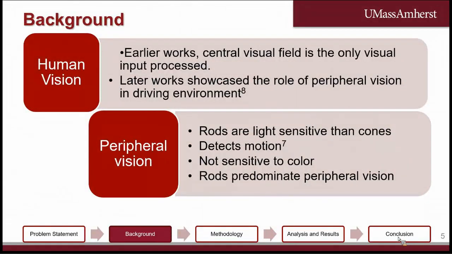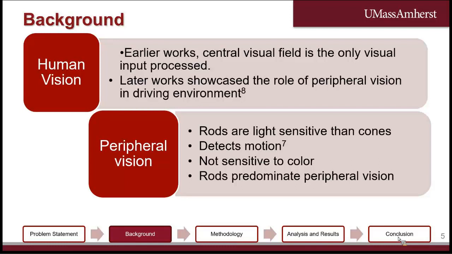Now that we understand that there are two kinds of displays, we also need to understand the different parts of human vision, so that we can take advantage of the pros and cons of human vision. Earlier research work stated that the central visual field was the only visual field of input that is being processed, but later work showcased the role of peripheral vision in the driving environment.